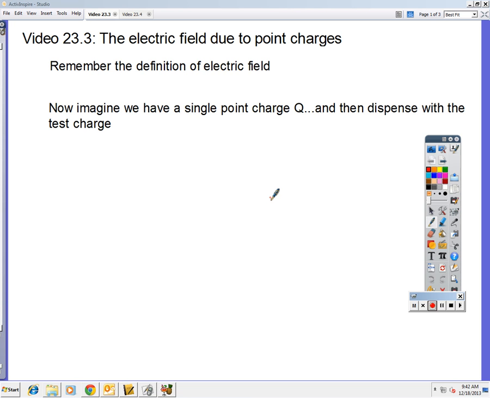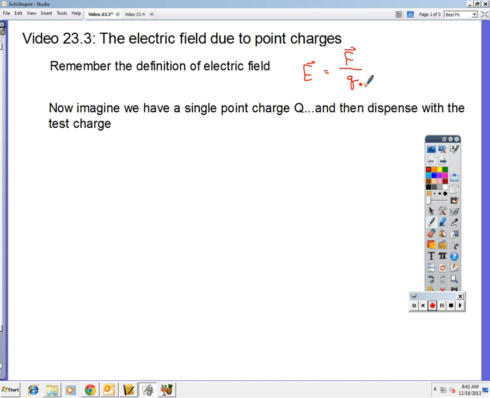And welcome to video 23.3. We're going to be looking at the electric field due to point charges. So we're moving away from the definition of electric field, which is expressed in terms of the force on a test charge, and are moving toward a way of calculating the electric field due to the source charges. So recall that we defined electric field as the ratio of the force on a test charge to the test charge itself, F over Q naught.